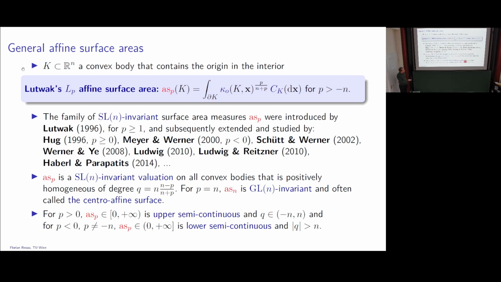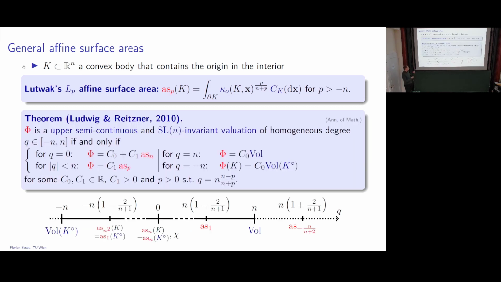In particular, this means that if your degree of homogeneity Q is strictly between minus n and n, you have upper semi-continuous notions, and if the degree of homogeneity is in absolute value bigger than n, you have lower semi-continuous notions. So you can sort of draw all of these quantities on the real line where you enumerate the degree of homogeneity.